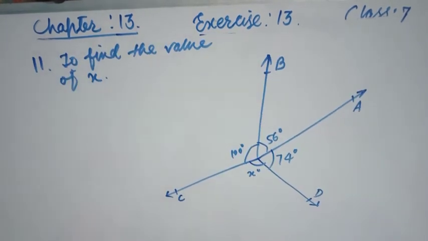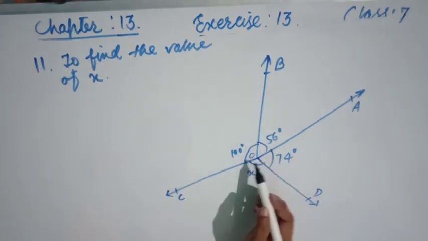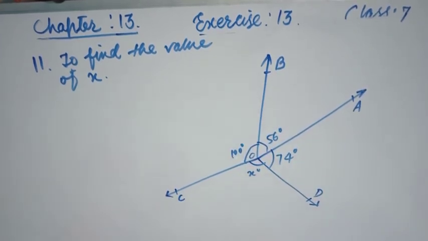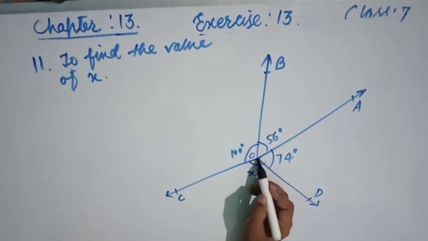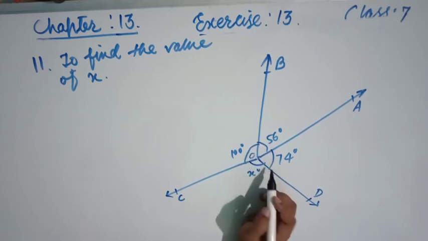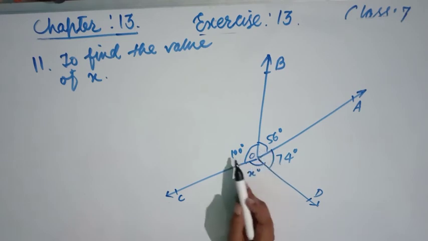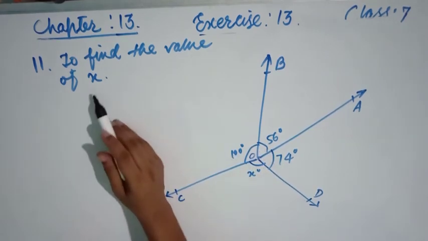Now see, friends, question number 11 says the figure is given. Here are the rays OA, OB, OC and OD. There are four rays starting from point O. So four angles exist, and the four angles are given, namely x degrees, 74 degrees, 56 degrees and 100 degrees, and we have to find the value of x.